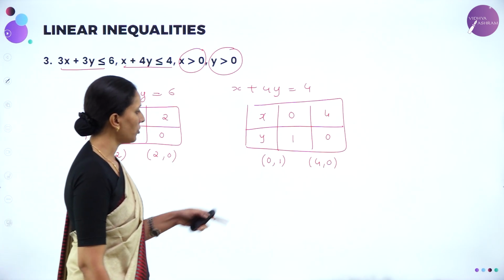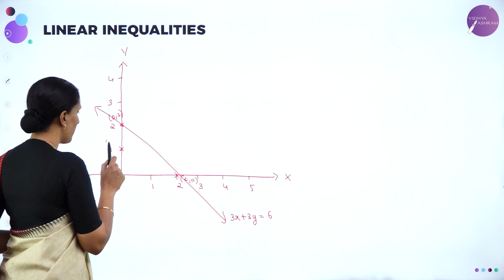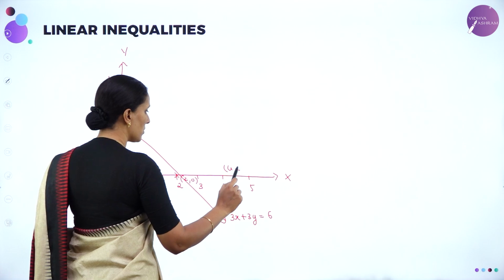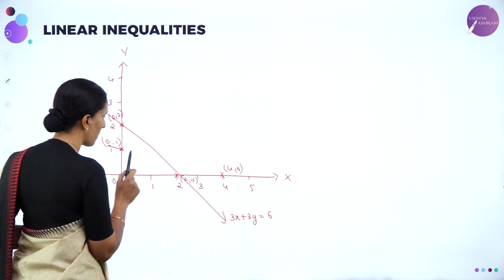For the next equation, the points are 0, 1 and 4, 0. So 0, 1 and 4, 0. So this is the point. So join the line joining these 2 points.